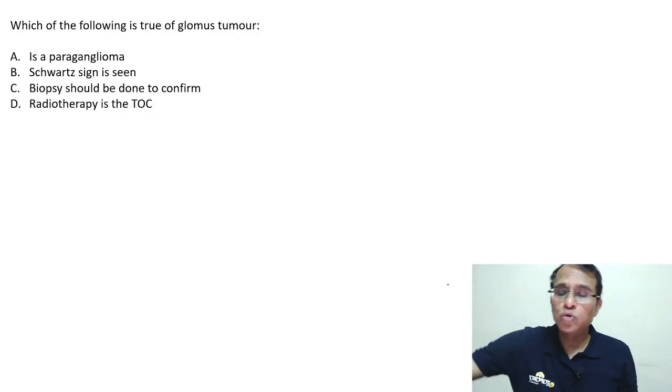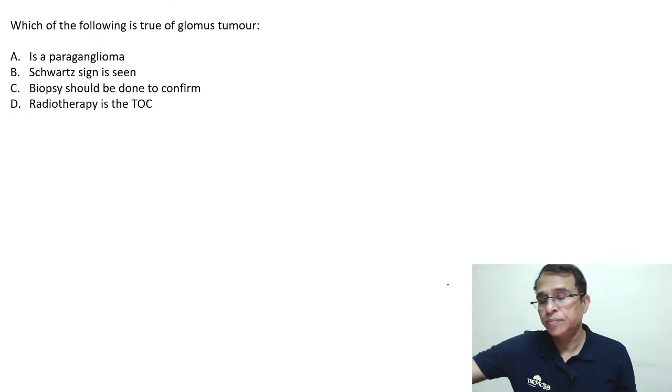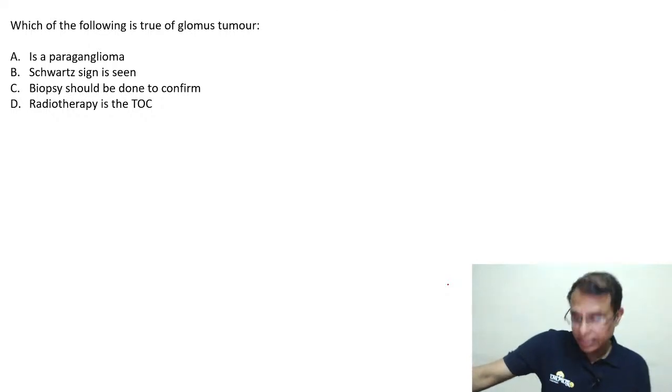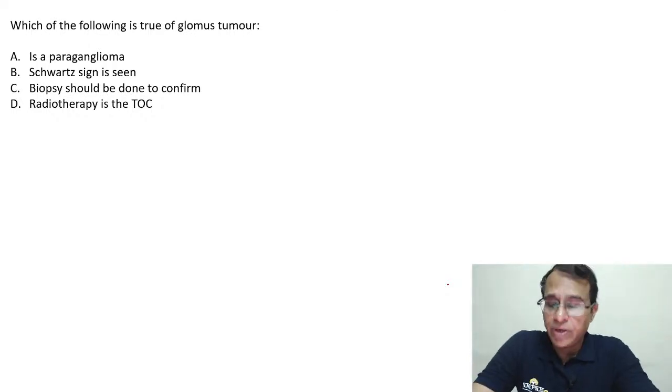Which of the following is true of glomus tumor? A: Glomus tumor is a tumor of the middle ear, is a paraganglioma. B: SWOT sign is seen. C: Biopsy should be done to confirm. D: Radiotherapy is the treatment of choice. So let's see, guys and girls, what do you say? Which of the following is true about glomus tumor? One is correct and three are not correct. So you have to pick up the correct answer.